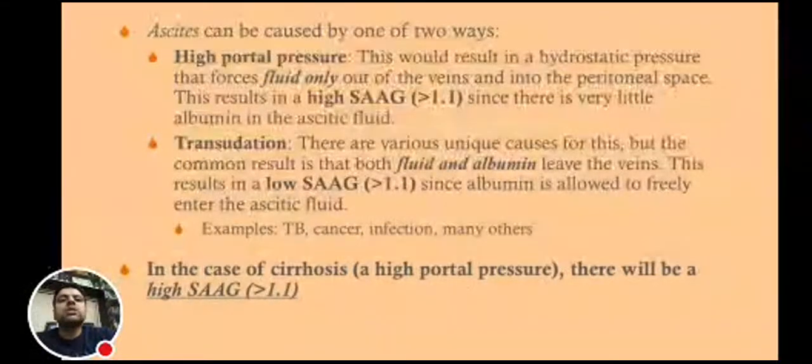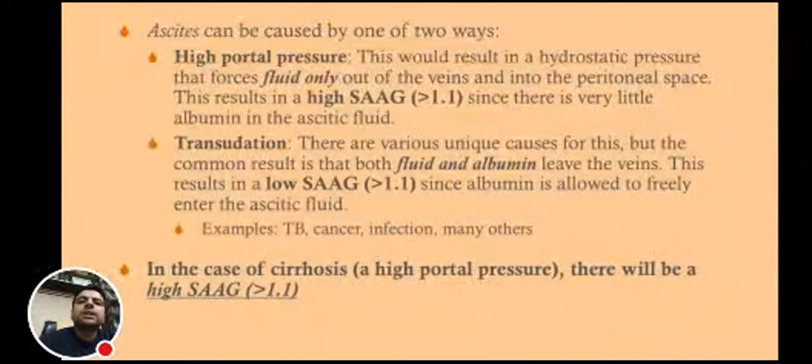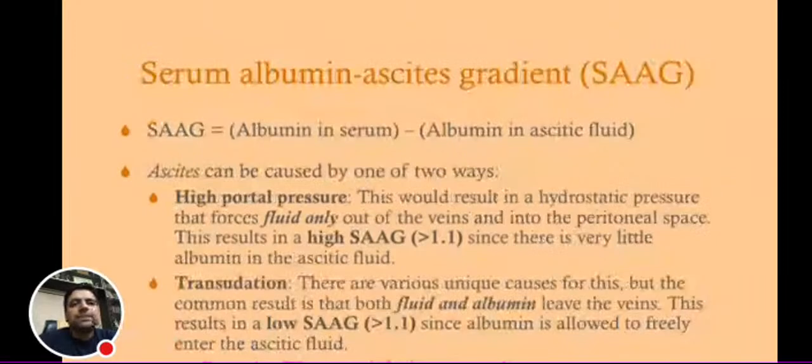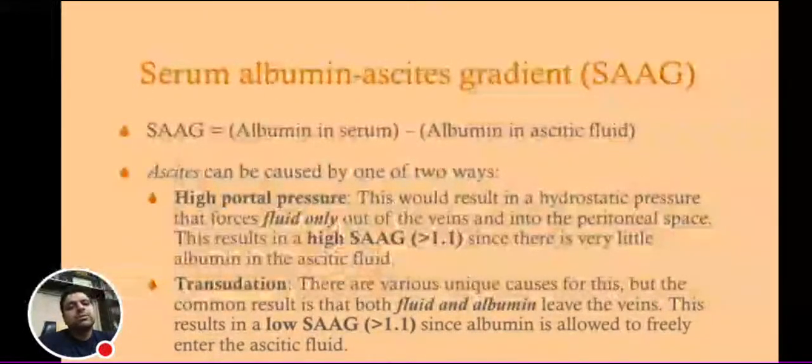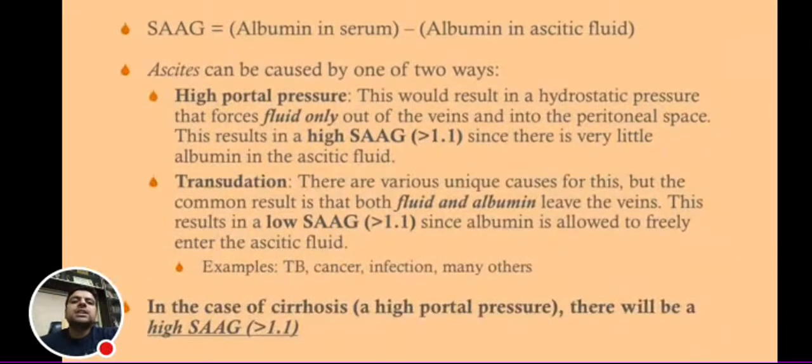Transudative causes include high portal pressure. This results in high hydrostatic pressure that forces fluid out of the vein. The veins are leaky due to high portal pressure and fluid comes out, not albumin. So what happens here? There is a high serum ascites albumin gradient. Why? Because serum albumin is in higher concentration, and in ascites only fluid leaks out due to portal hypertension. If we subtract ascitic fluid albumin from serum albumin, the gradient is on the higher side.